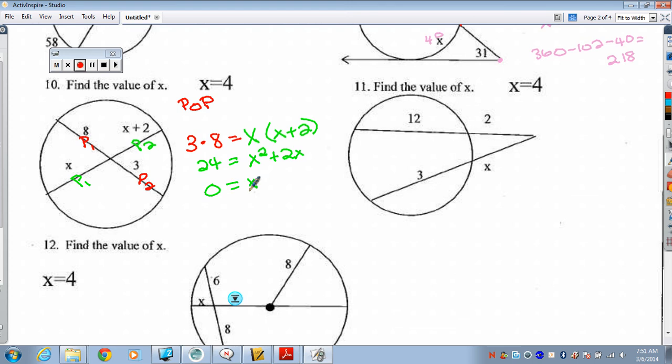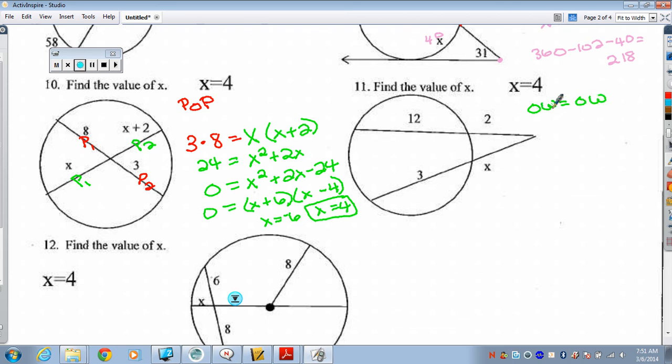0 equals x squared plus 2x minus 24. You need to factor. This factors to x plus 6 times x minus 4. X equals negative 6, x equals 4. This is your only answer because negative 6 would give us a negative distance here.